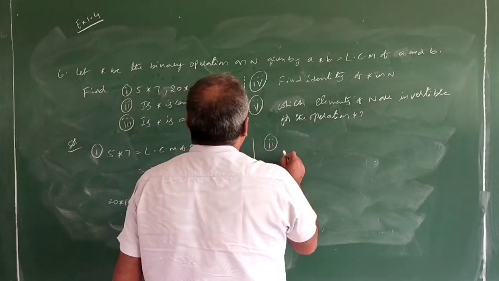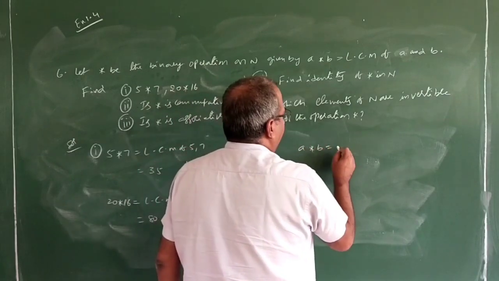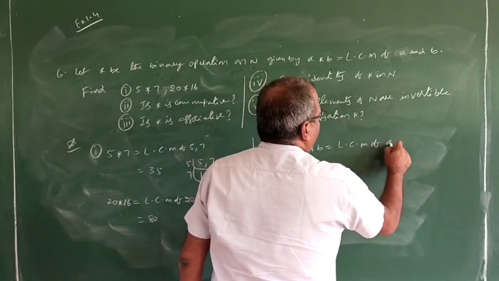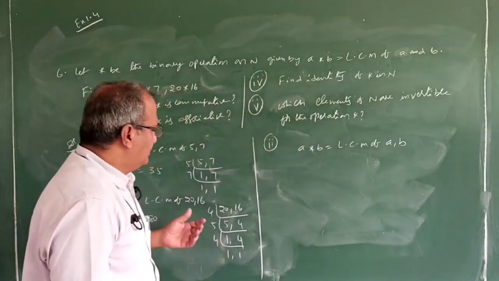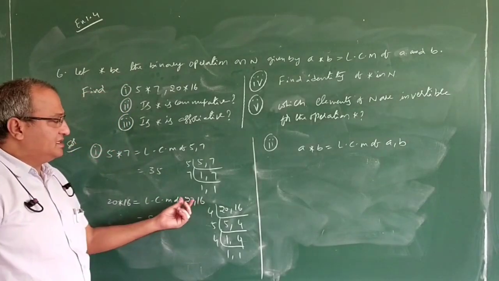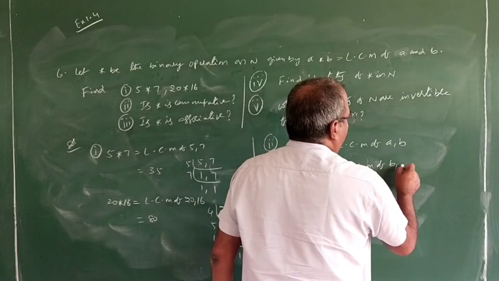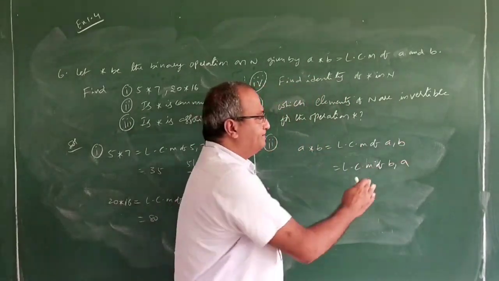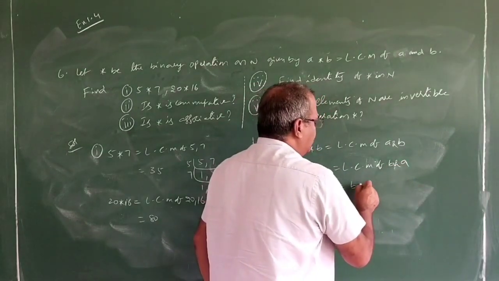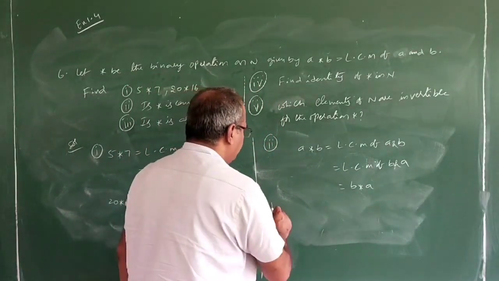Now the second problem: they are asking whether star is commutative. So A star B is equal to the LCM of A comma B. You can take this example: LCM of 20 comma 16 is the same as the LCM of 16 comma 20. So we can say it is the LCM of B comma A. LCM of A and B is the same as LCM of B and A, which is equal to B star A. Therefore, star is commutative.